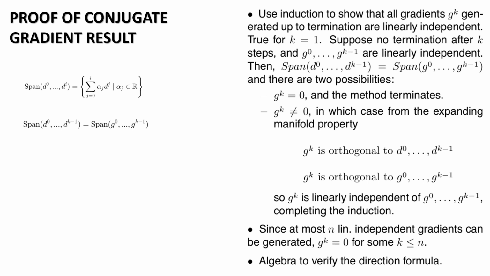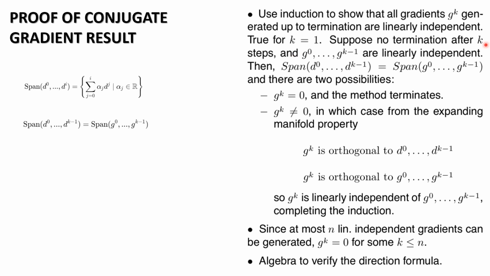The conjugate gradient methods generate a sequence of gradients g0, g1, and so on, gk. These gradients must remain linearly independent until the method converges to the solution. The proof uses induction to show that all gradients remain linearly independent until the termination condition gk equals 0 is reached. Okay.